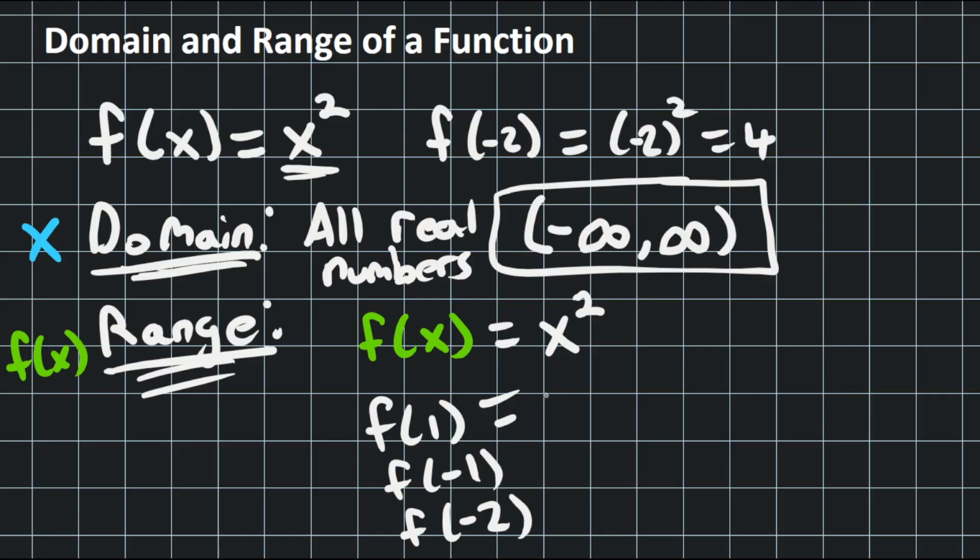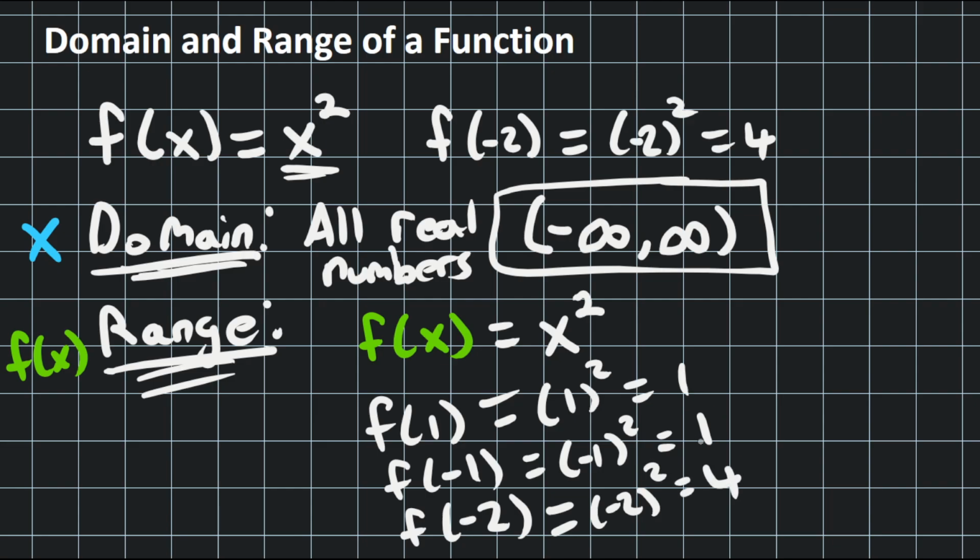So what's f of 1? Well, that's 1 squared, which is 1. What's f of negative 1? That's negative 1 squared, which is also positive 1. What's f of negative 2? That is negative 2 squared, which is 4. Okay, so it looks like we have some possible range values. Our range can include 1. Our range can include 4. In fact, our range can include every positive number.